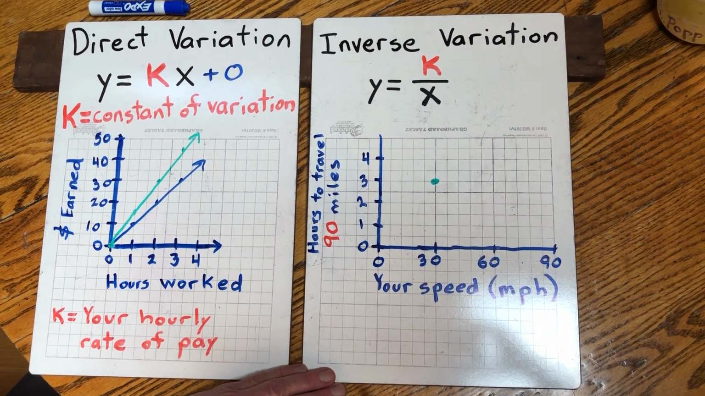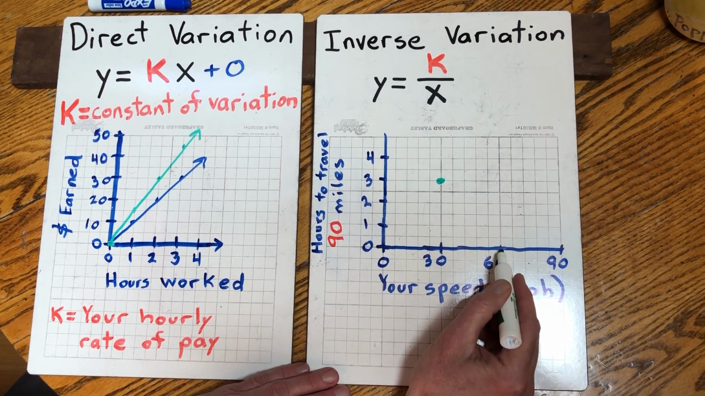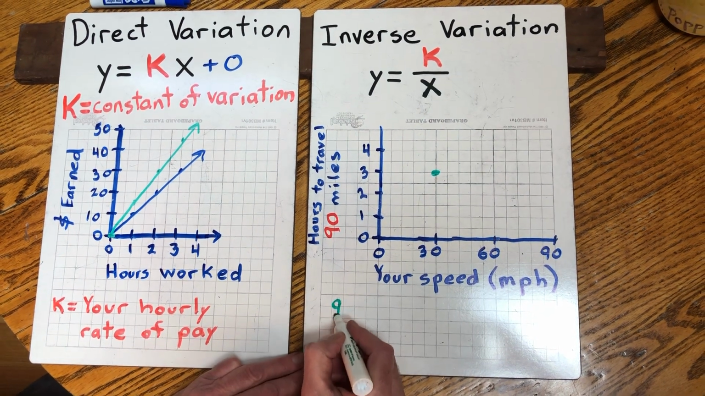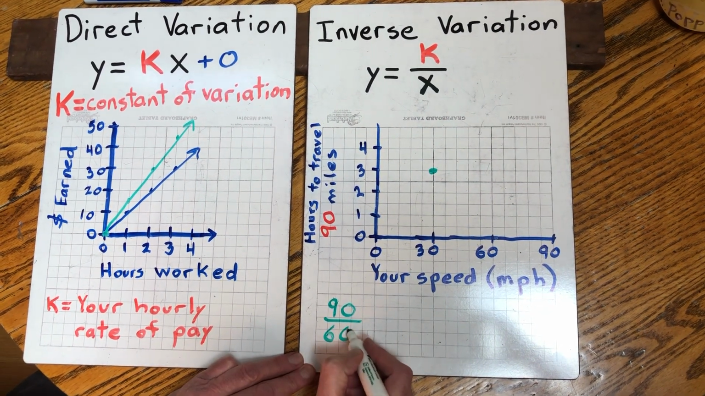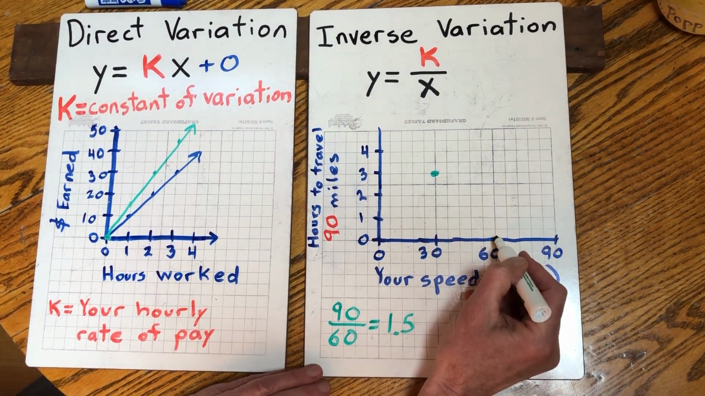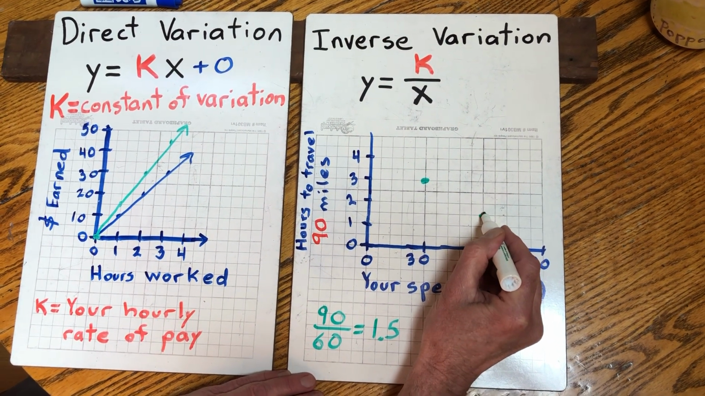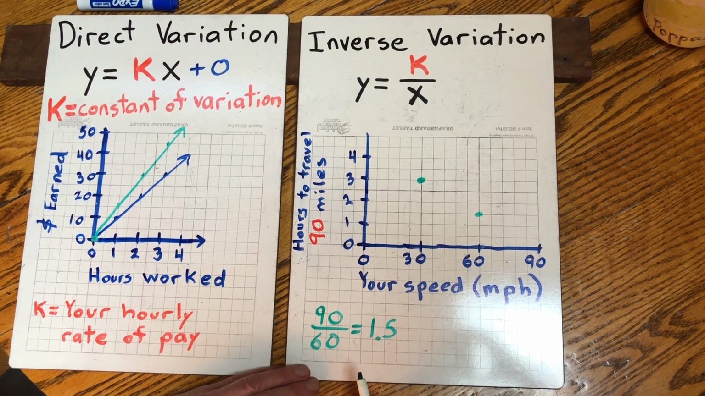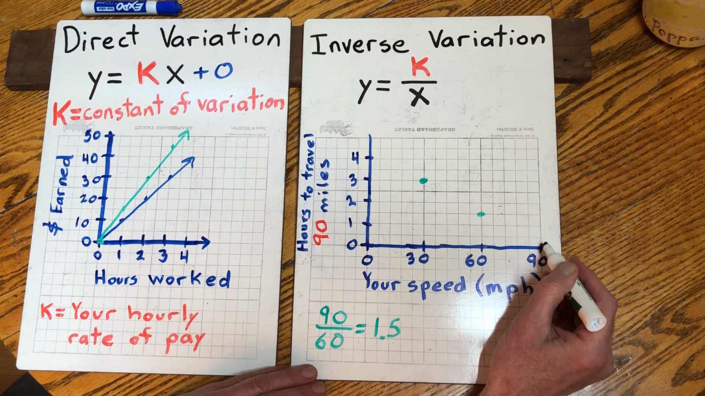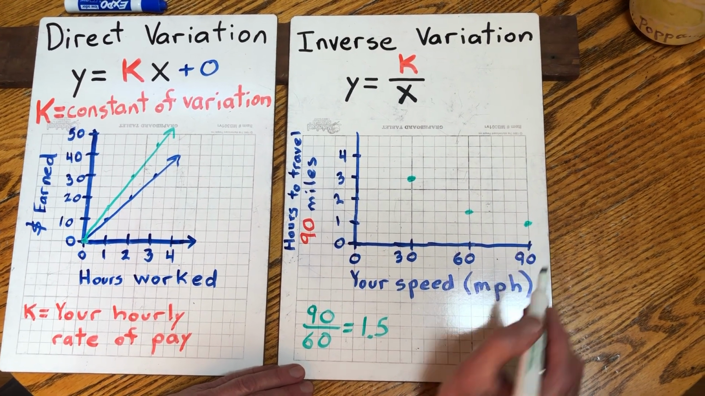Let's say we increased our speed. The freeway opens up and we can go 60 miles per hour. Well, let's see here. 90 divided by 60 equals 1.5. So if we could go 60 miles per hour the whole way, it would take us 1.5 hours. Now, I definitely don't suggest you do this, but if you could go 90 miles per hour, don't try it, you would get there in 1 hour.